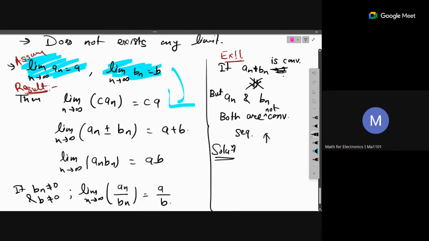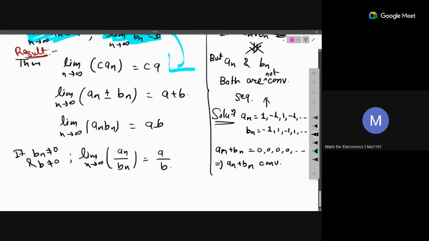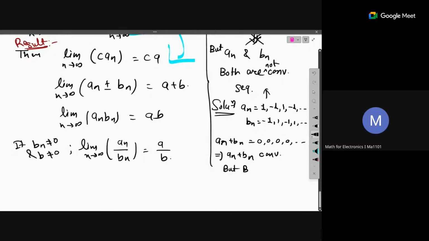Suppose you take an to be 1, minus 1, 1, minus 1, and so on, and simply take bn to be the opposite sign, minus 1, 1, minus 1, 1, and so on. Here if you make an plus bn, then an plus bn is nothing but 0, right? A constant sequence. So this implies an plus bn converges, but both an and bn do not converge. Okay, is that fine?